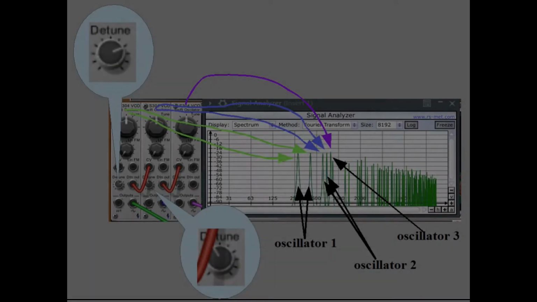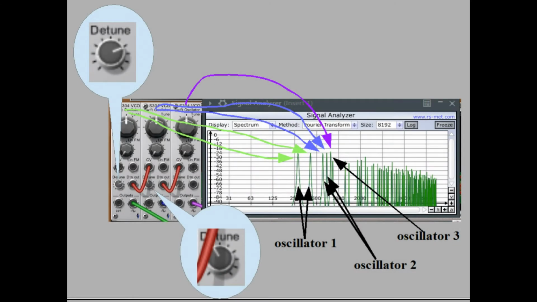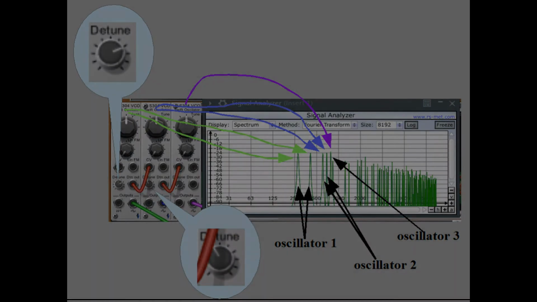The fundamental partial, as well as the other common partials, of course, split into three. The lower two are generated by the two detuned frequencies of oscillator 2, and the third, the highest one, is generated by oscillator 3, the rightmost oscillator. There is an interesting question to answer. Does the amount of detune from oscillator 1, the leftmost one, influence the distances between the partials which are generated by oscillator 2, the one in the middle?